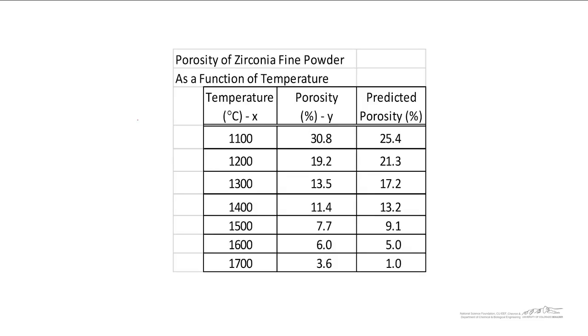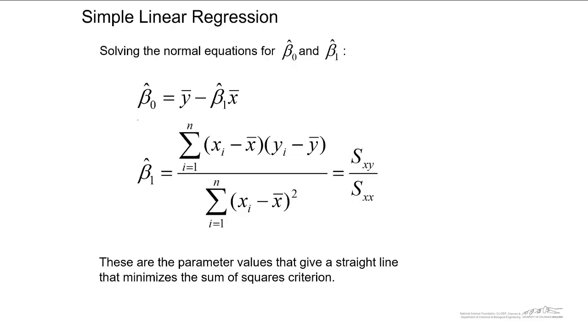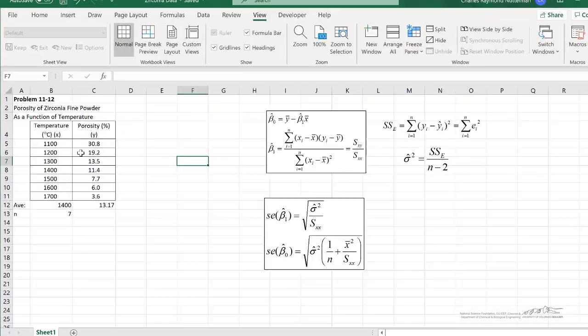So let's work with some data. We have temperature as our x variable, our regressor variable, and we have porosity of zirconia fine powder. Let's go ahead and do this in Excel. We're going to make a quick plot, run the regression tool, and then calculate by hand in Excel using these equations to see if we get the same thing. This will demonstrate how Excel calculates beta naught and beta 1, our intercept and slope parameters, in the regression output. So I've got the data here.